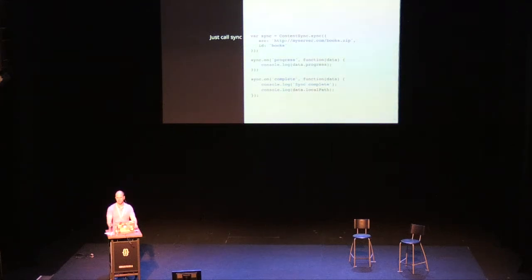You don't have to calculate it yourself by doing the amount of data downloaded divided by the total file size. It's just a very simple integer from 0 to 100. It takes care of that for you. And then once the data is completely downloaded and unzipped for you, you get back the complete event, which gives you a local path to where everything is stored. So it'll take care of that for you.